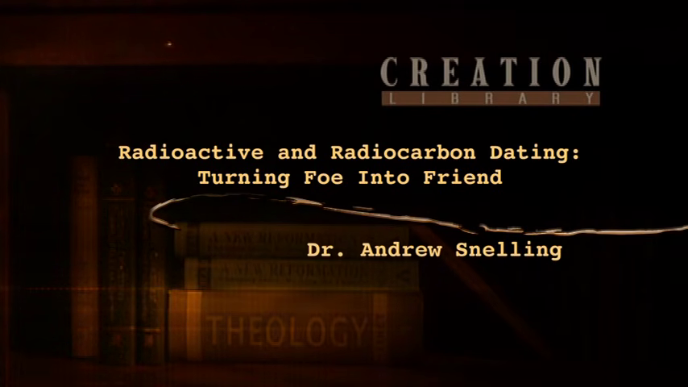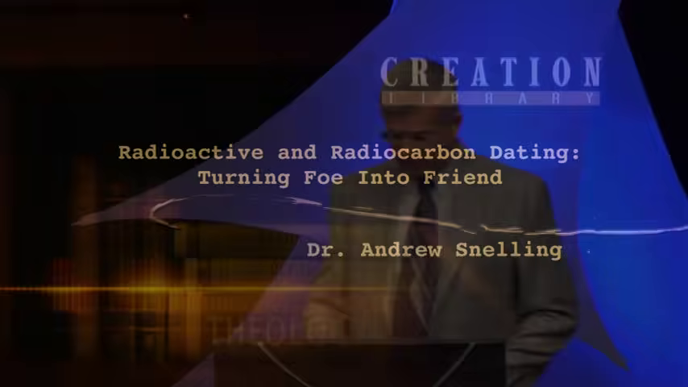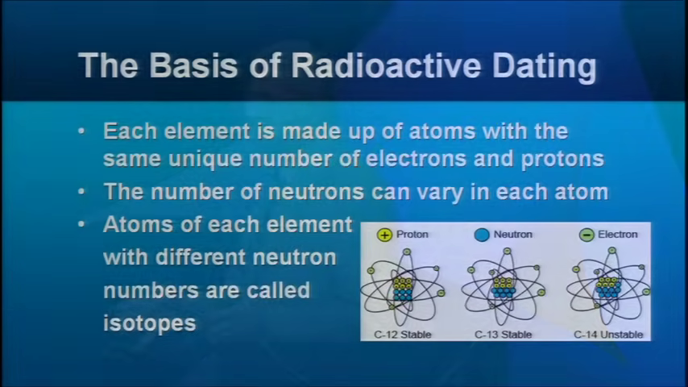Let's start to define some terms, so that you can understand this subject about radioactive decay and the basis for radioactive dating. Every element, whether it's carbon, oxygen, hydrogen, is made up of atoms, and each of these atoms has the same unique number of electrons and protons. And the number of neutrons, however, in the nucleus of the atoms in many elements can vary.